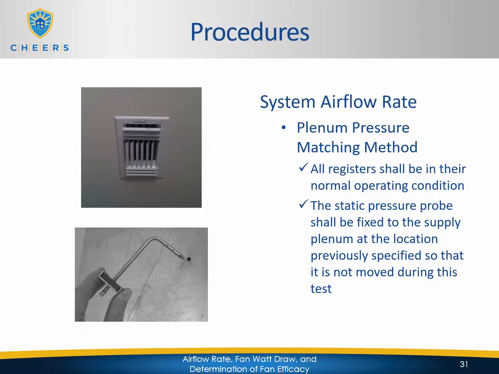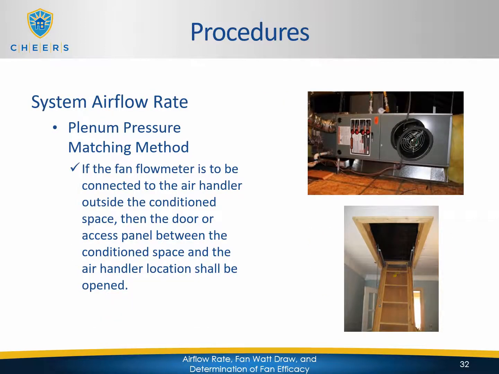All registers shall be in their normal operating conditions. And then the static pressure probe shall be fixed to the supply plenum at the location previously specified so that it does not move during the test. So the pressure probe will go into the hole that was drilled in the supply plenum. If the fan flow meter is to be connected to the air handler outside the condition space, then the door or access panel between the condition space and the air handler location shall be opened.